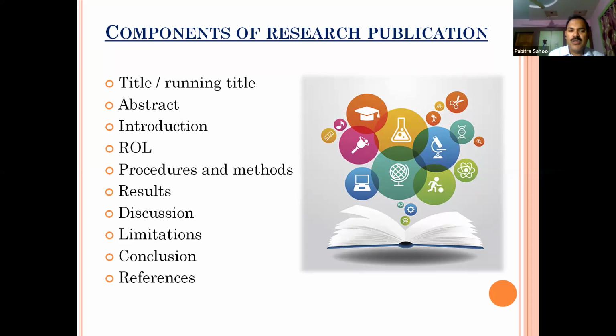Next part is results, then discussion, then limitations, then conclusion, then references. So these are the headings under which you have to prepare your research article. From the beginning, you make all these headings and start writing on each heading. So coming to the title, the first part, the face of an article.